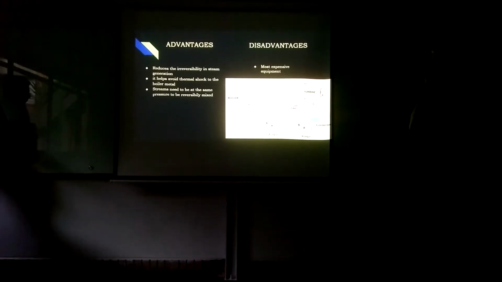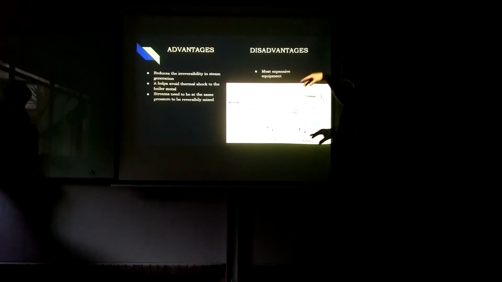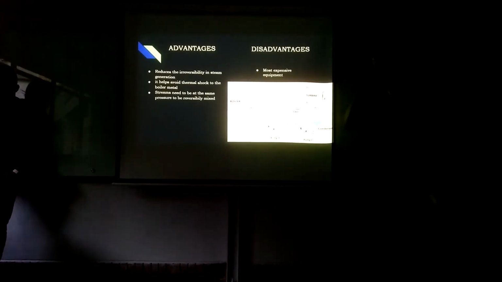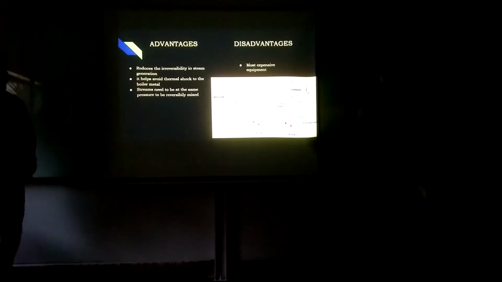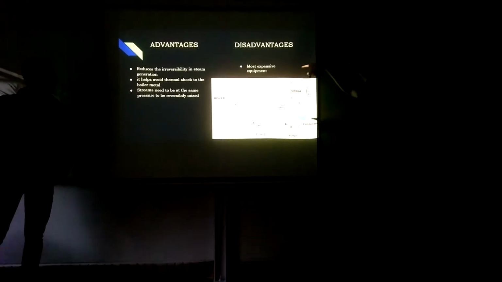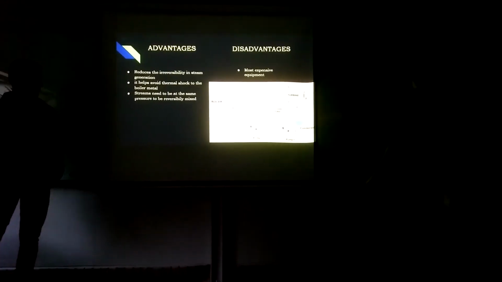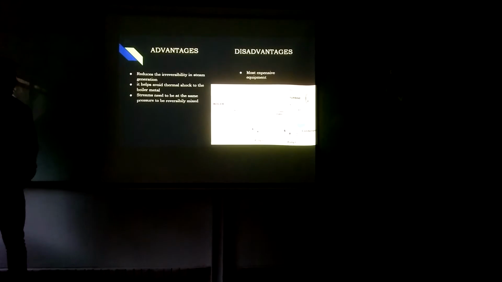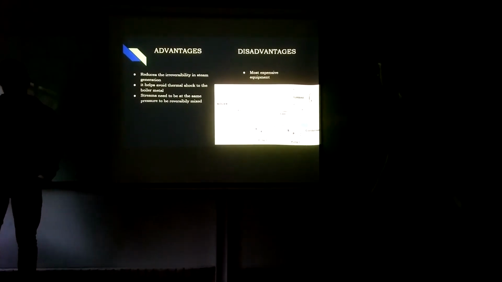As you can see in this slide, there are the advantages and disadvantages of the equipment. The disadvantage is that it is more expensive than other equipment, and the advantages are that it reduces the irreversibility in the steam generation. It helps avoid thermal shock to the boiler metal, and finally the streams need to be at the same pressure to be reversible limits.